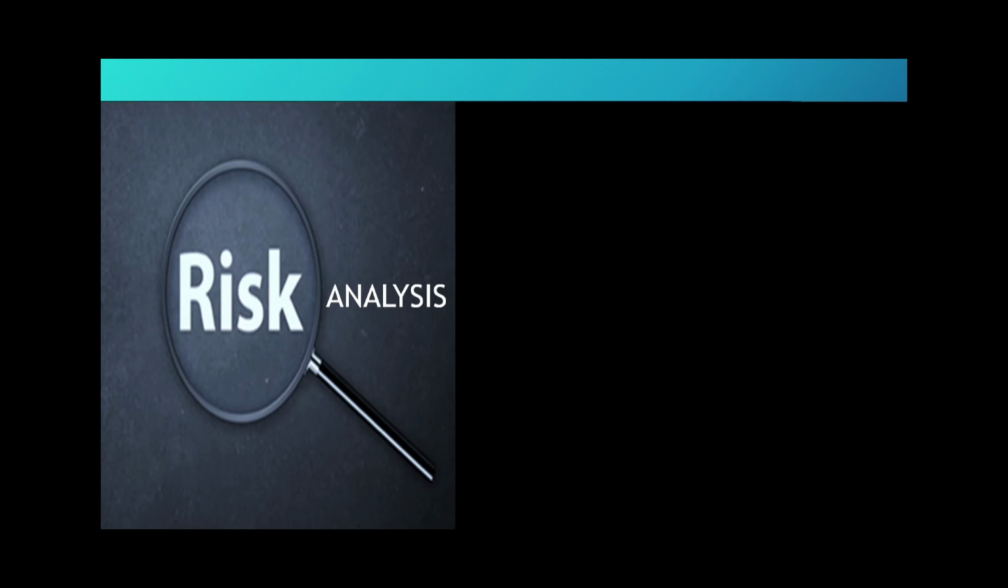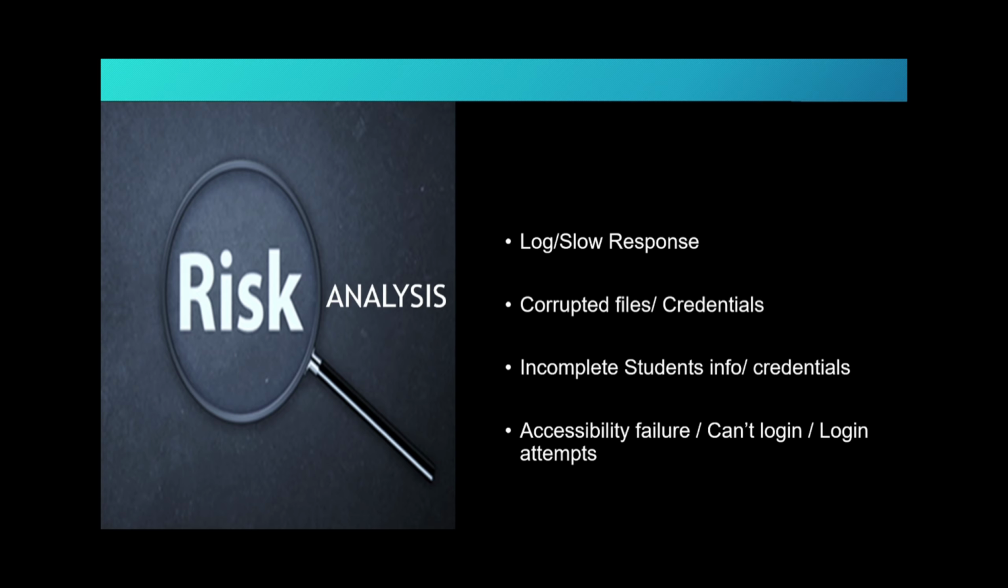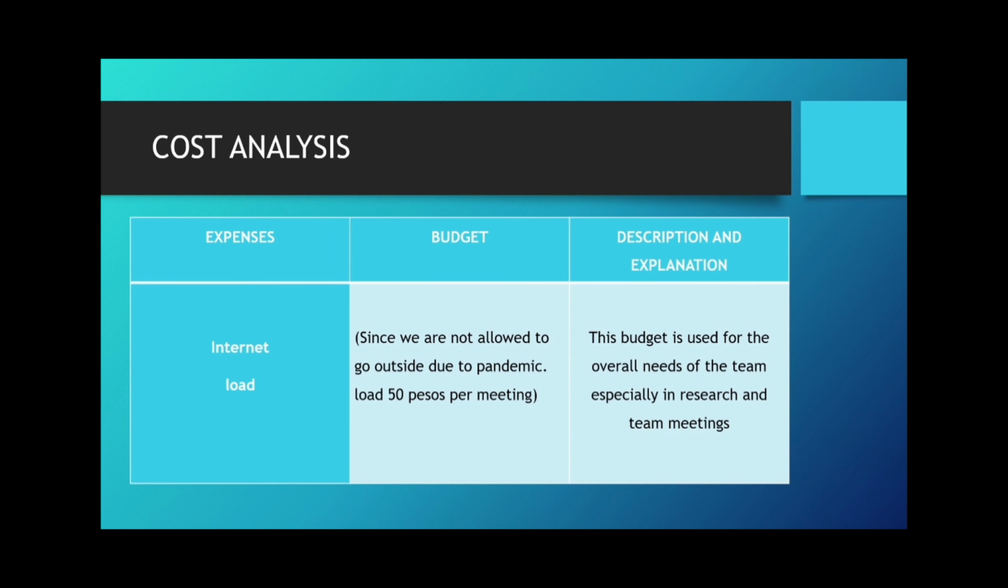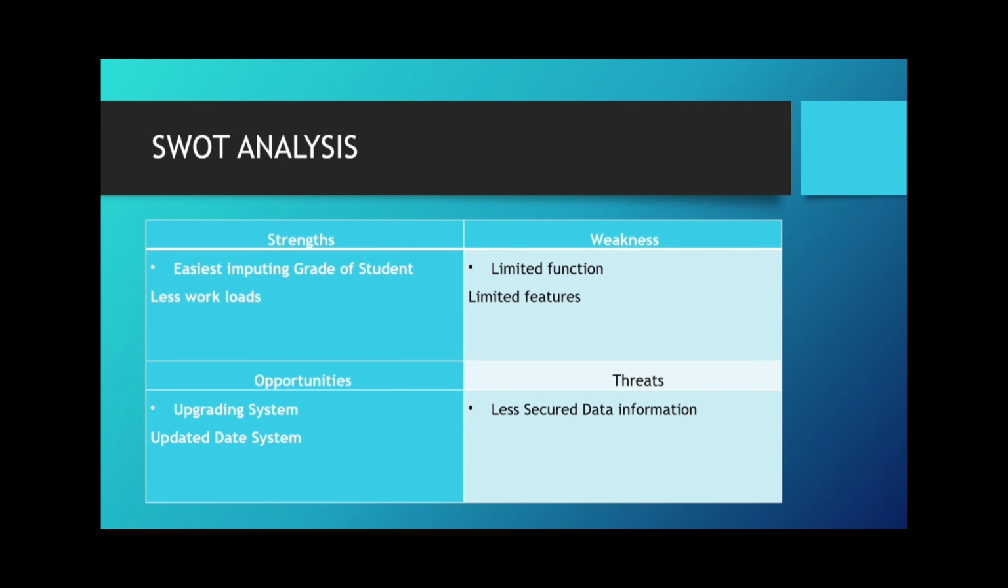And also, we will encounter the risk analysis that focuses on lag or slow response, corrupted files or credentials, incomplete students' info or credentials as well, and accessibility failure or being unable to log in. And also, we will identify the cost analysis, which involves all the tools or methods that the researchers gathered so that it will show the data process. And also, we will identify the SWOT analysis, which stands for strengths, weaknesses, opportunities, and threats for this study.